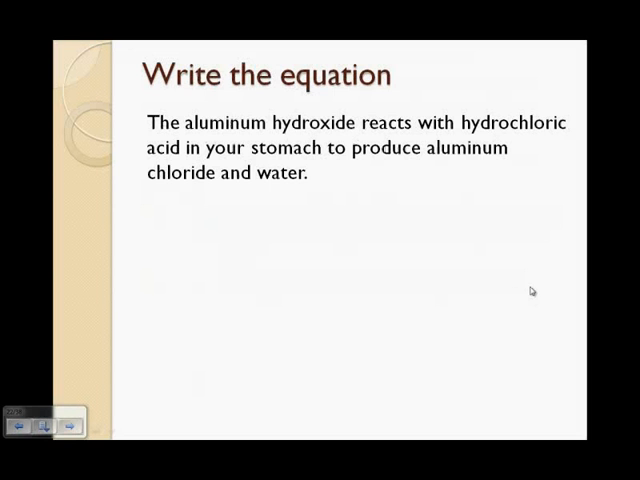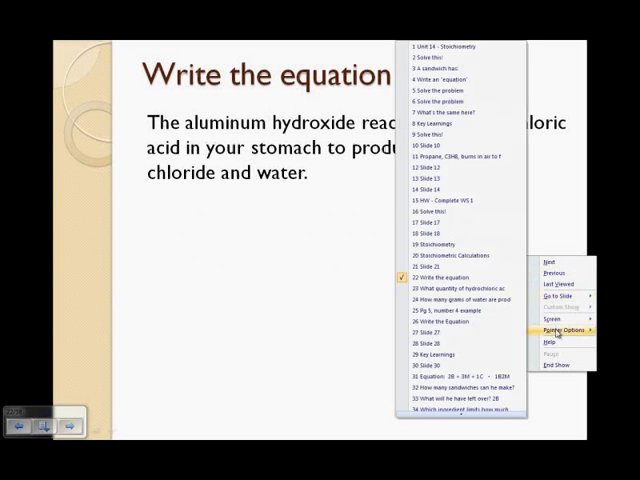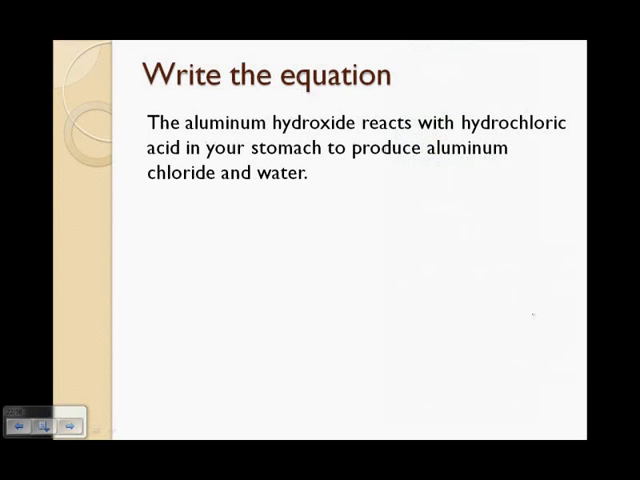Alright, so we always start with the equation. So we have aluminum. This is going to bring back a lot of stuff you haven't done for a while. So aluminum hydroxide is what we're starting with. Aluminum is a +3. Hydroxide is a -1, so I'm going to need 3 of these. It reacts with the hydrochloric acid in your stomach, HCl, and it produces aluminum chloride. Aluminum is +3, chlorine is a -1, so I need 3 of those, and water.